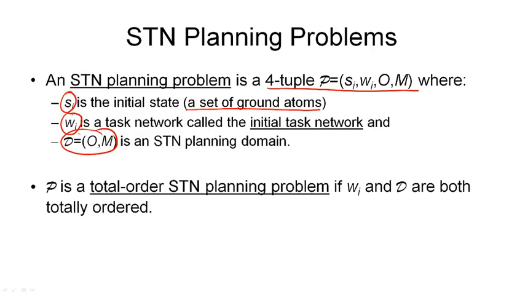And as for planning domains, we have a slightly simpler version here, namely a total order STN planning problem. A total order planning problem is one where both the initial network and the domain are totally ordered. So in the domain, all the methods need to be totally ordered, and in the task network that we're initially given, all the tasks must be totally ordered. If this is the case, then our planning problem is totally ordered.